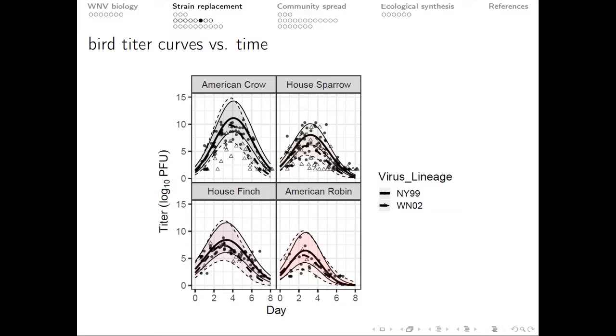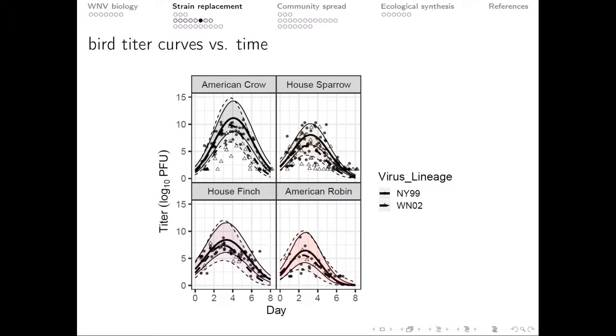If we look at the titer, the virus concentration in the bloodstream of an American crow that was infected on day zero, and how much virus it had in its blood after 7 or 8 days, if it was still alive. In this case, we're fitting a Gaussian-shaped curve. Again, the strains are even more similar in these cases.